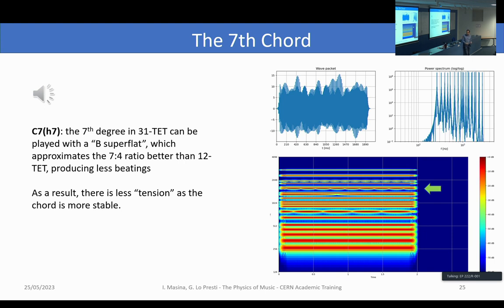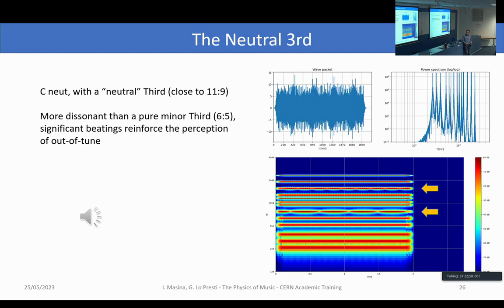And another experiment that you can do is, what about playing a third which is neither major nor minor, what they would call the neutral third? Does it sound good, bad? The ratio is actually close to like 11/9. So already by the ratio, now we know by all of the considerations we've done, is rather dissonant. You also see the plot, look especially here, is full of beatings.